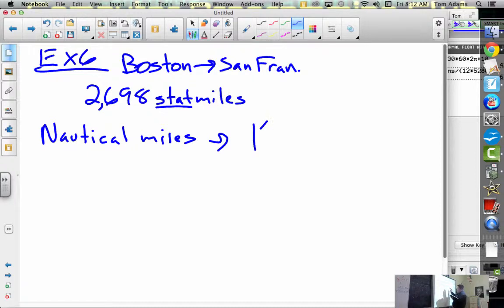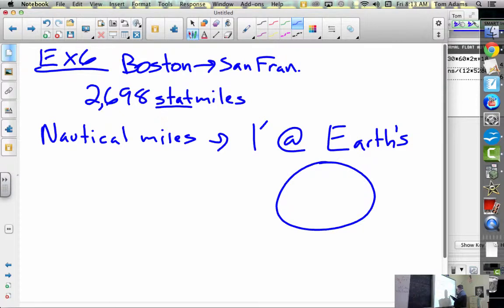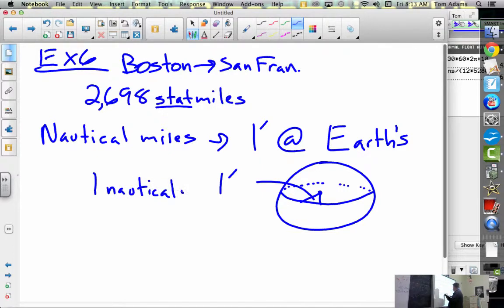A nautical mile is 1 minute at Earth's equator. And so let's draw a picture of that. So if I have Earth's equator, that kind of goes around like this, and I'd go from the center of the Earth from here to here, this angle theta, 1 minute, is 1 nautical mile.